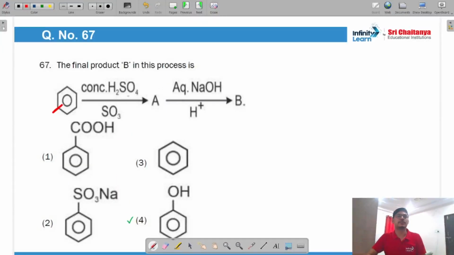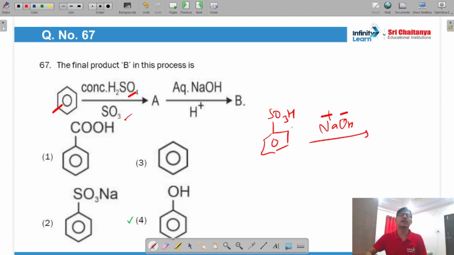Benzene with concentrated H2SO4 and SO3, this is sulfonation. You get sulfonic acid, benzene sulfonic acid, like this. And when you react it with aqueous NaOH, this is a nucleophilic aromatic substitution reaction. So hydroxide attacks, sulfonate is SO3H minus. It's a very excellent leaving group. It just leaves and you get phenol. Of course, you will have to do the acidification also.